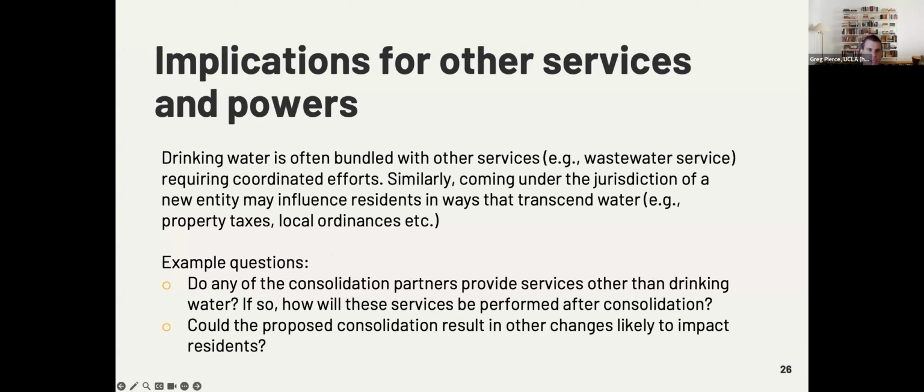Another key consideration is around implications for the provision of other services and powers, in particular, to make it practical. Do any of the consolidation partners provide services other than drinking water, namely wastewater, sometimes power, trash? If so, how will these services be performed after consolidation? And can the proposed consolidation result in other changes to essential services likely to impact residents?